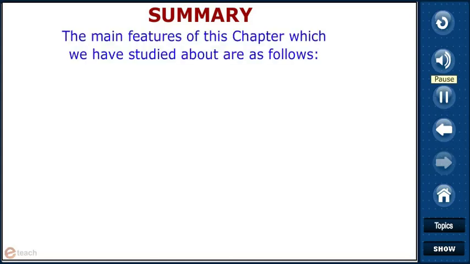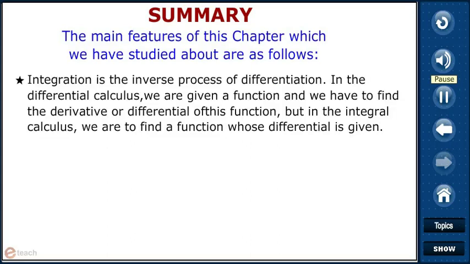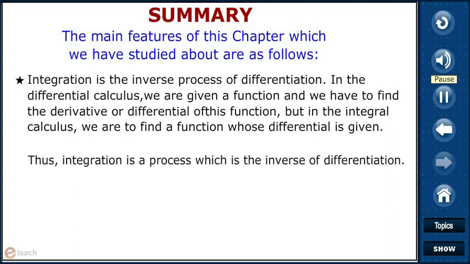Summary. The main features of this chapter which we have studied are as follows. Integration is the inverse process of differentiation. In the differential calculus, we are given a function and we have to find the derivative or differential of this function. But in the integral calculus, we are to find a function whose differential is given. Thus, integration is a process which is the inverse of differentiation.